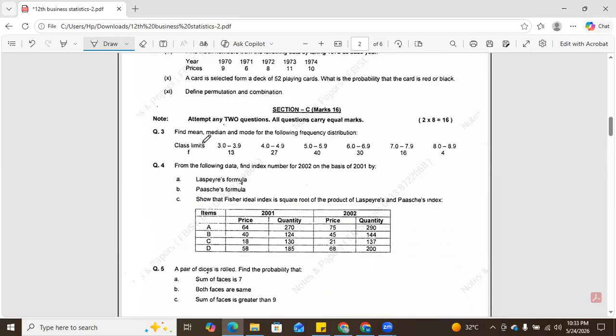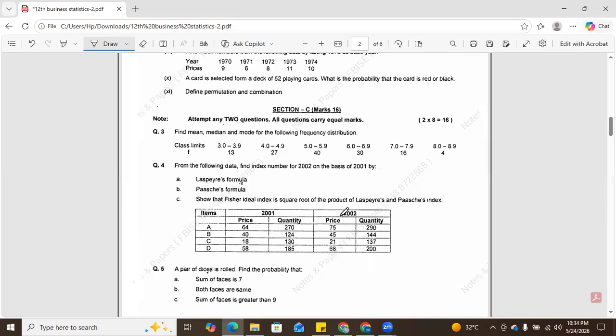Find mean, median, and mode of the following frequency distribution. These are the given data. Question number 4 is, from the following data, find index number for 2002 on the basis of 2001 by Laspeyres' formula, Paasche's formula. Show that Fisher's ideal index is the square root of the product of Laspeyres' and Paasche's index. So this is the given data.